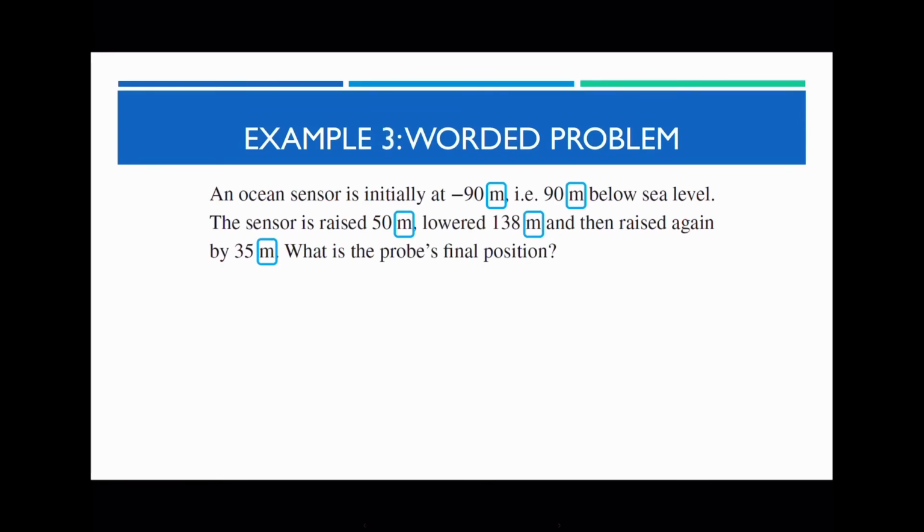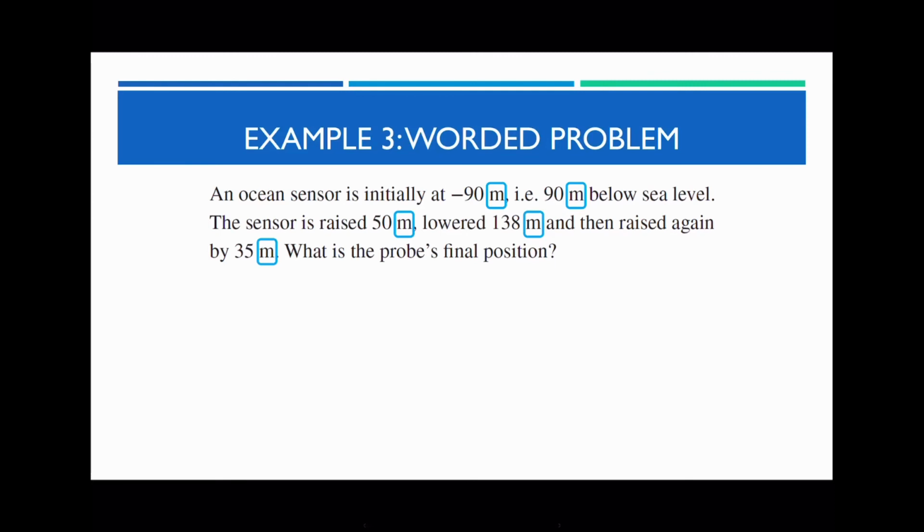Now in our final example, the question reads: an ocean sensor is initially at -90 meters, which also means it's just 90 meters below sea level. The sensor is raised 50 meters, lowered by 138 meters, and then finally raised again by 35 meters. What is the probe's final position?